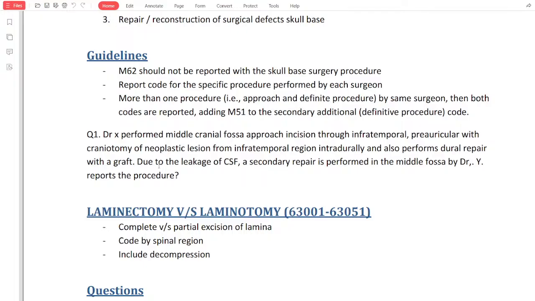Also, one question is there. Dr. X performed a middle cranial fossa approach, incision through infratemporal preauricular, with craniotomy of a neoplastic lesion from the infratemporal region intradurally, and also performed dural repair with graft due to leakage of CSF, cerebrospinal fluid. Clear? A secondary repair is performed in the middle fossa by Dr. Y. Report the procedure. So try to answer this question.